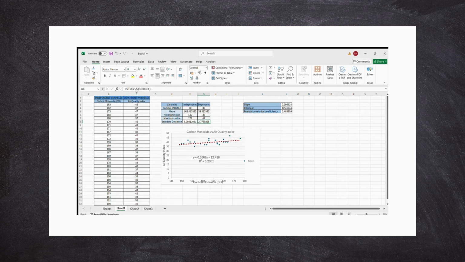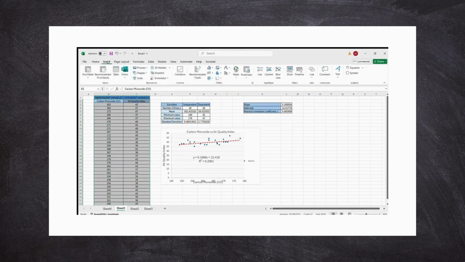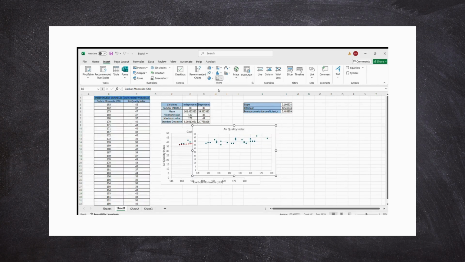And then this is the table, and this is for this data: carbon monoxide and air quality index. I highlight the carbon monoxide and air quality index columns. Then from Insert and the Charts, this chart will pop up. Then from there we can choose the quick layout that we want.